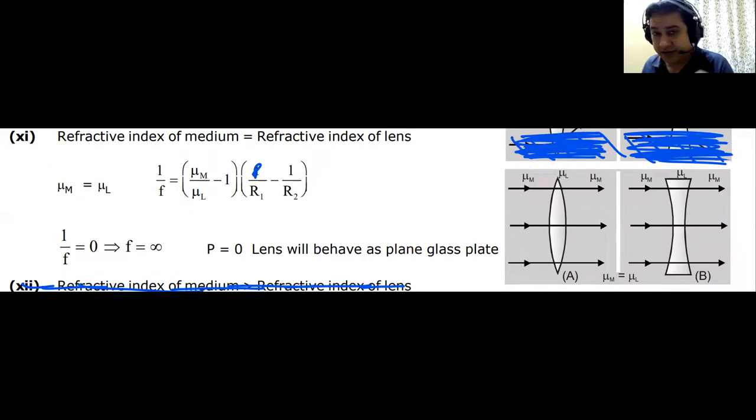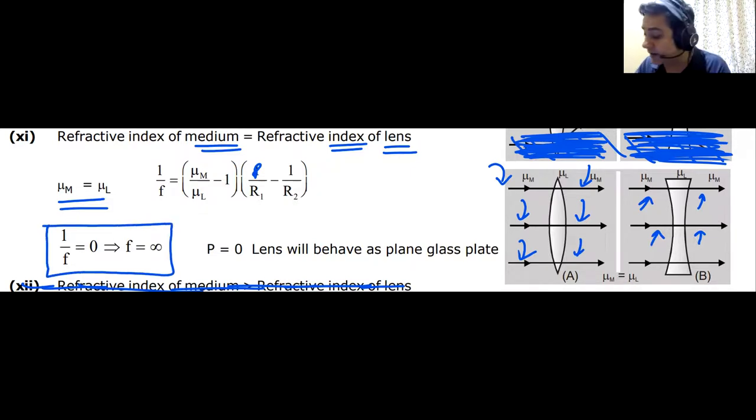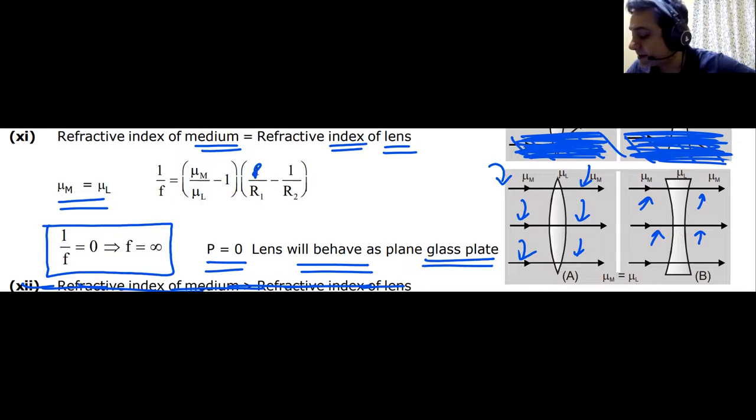We move on to the next case, where the refractive index of the medium is the same as the refractive index of the lens. Now, if the medium and the lens have the same refractive index, the rays will just pass like through a glass slab. As you can see, there is nothing happening to the rays. The rays are just passing as if nothing was there in their way. That means the focal length of this lens becomes infinite, or the power of this lens becomes zero. This will behave as a glass plate or a glass slab. Do we understand this?